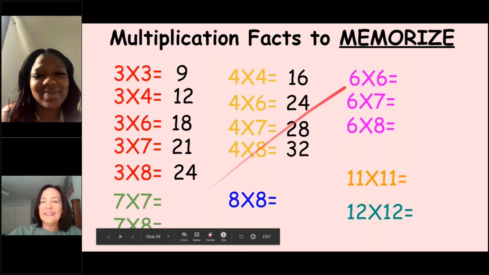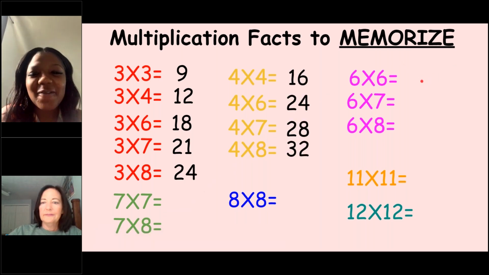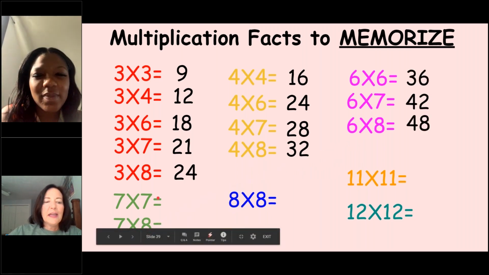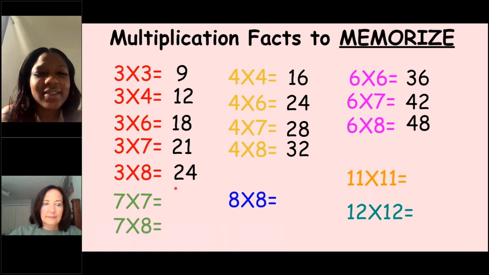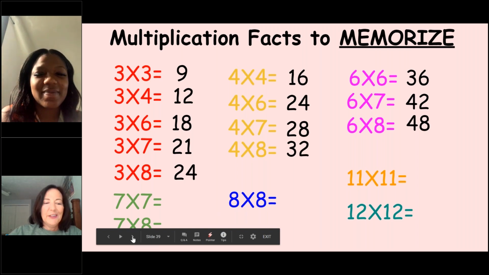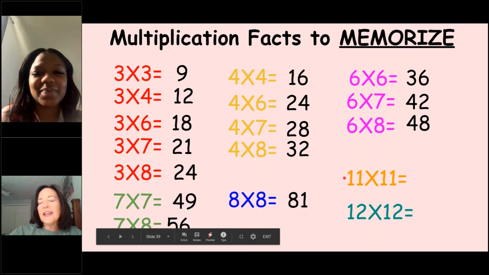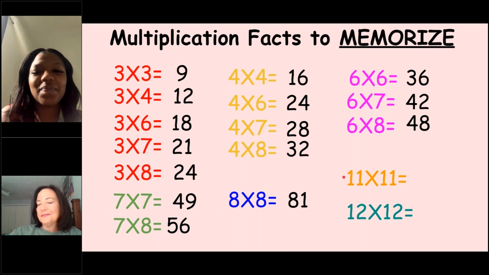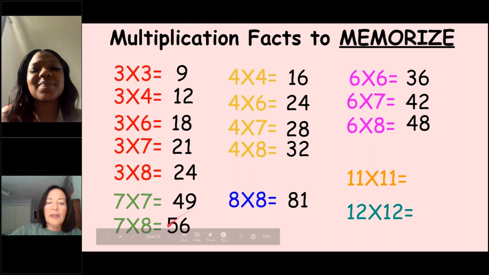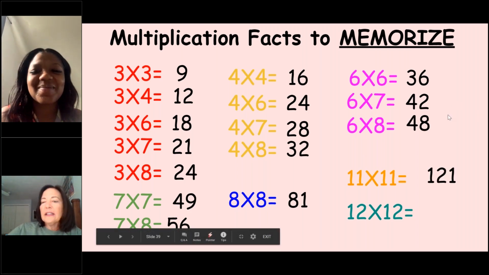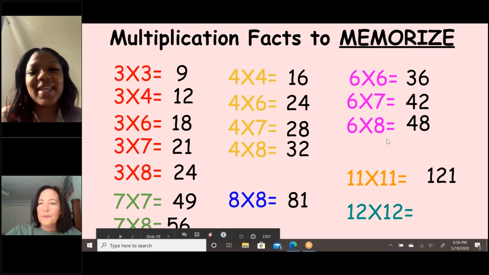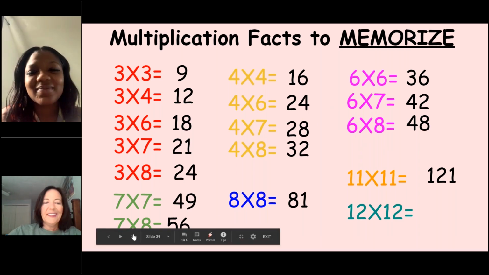Nice. Do my 6s. 36, 42, 48. Good. Try the 7s at the bottom of the screen here. 49, 56. Good. How about the 8s? 64. Nice. And 11 times 11. Do you know that one? I believe it was 121. You're awesome. You could have done 11 times 10 is 110 and then add on 11 more, but when you already know it, you already know it. And how about 12 times 12? Do you know what that is? Yeah, 144. You're awesome. Good.